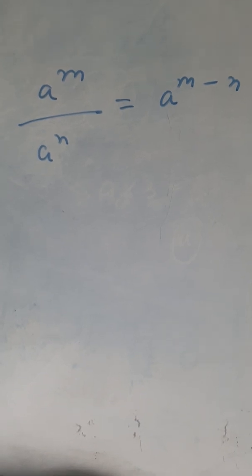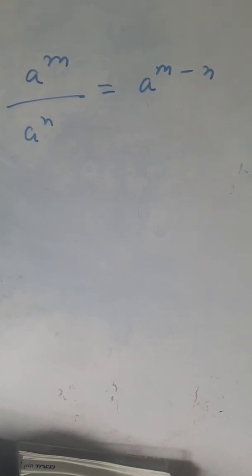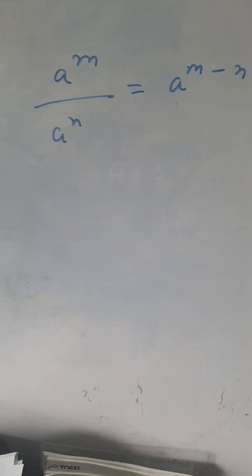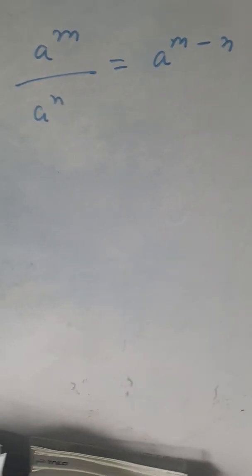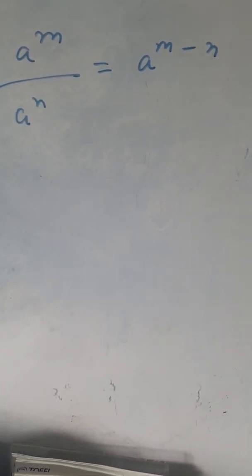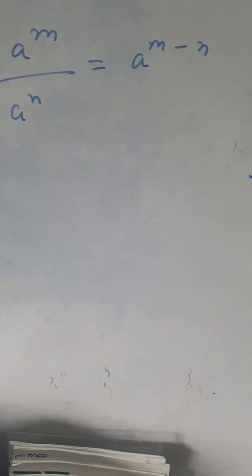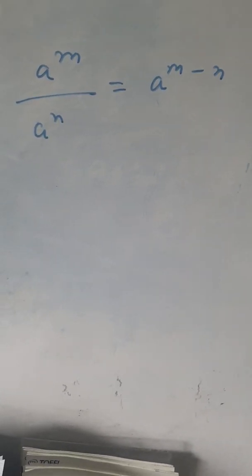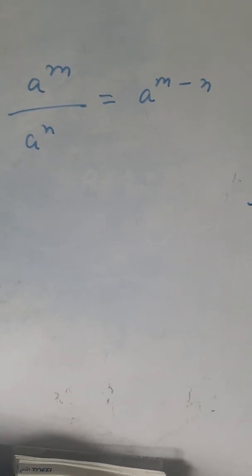The second law of exponents states that if there are two values, a to the power m and a to the power n, and we're going to divide them, and the base is the same and the exponent differs. Very important, the base is the same and the exponent differs. We are going to subtract the exponents, that is, a to the power m upon a to the power n gives out the value of a to the power m minus n.